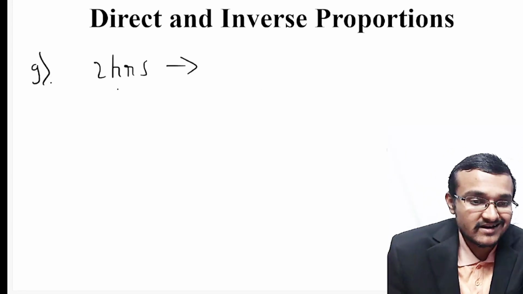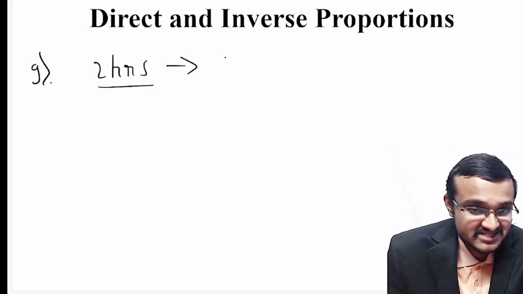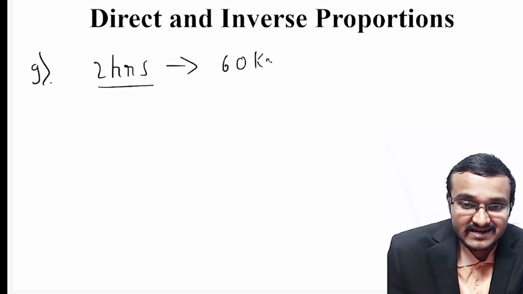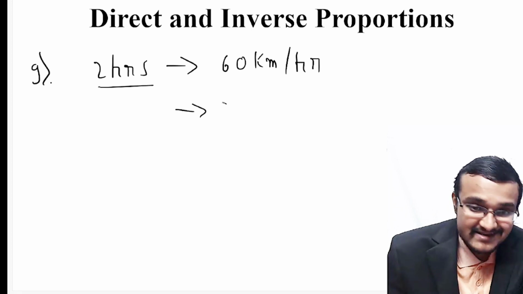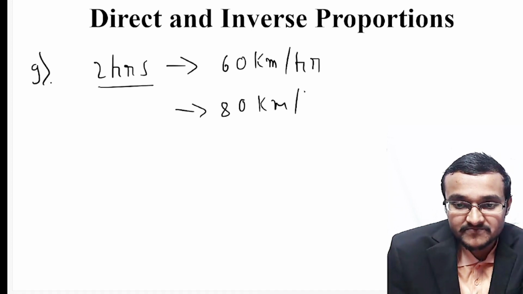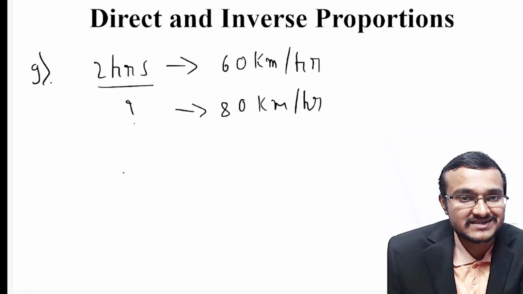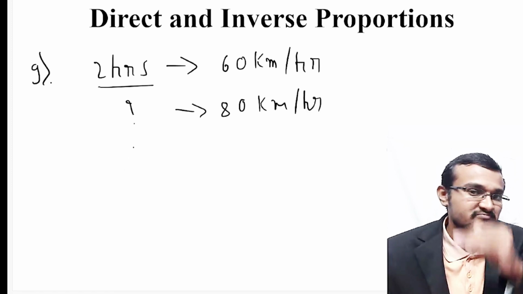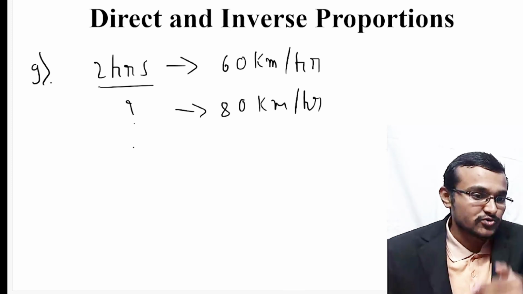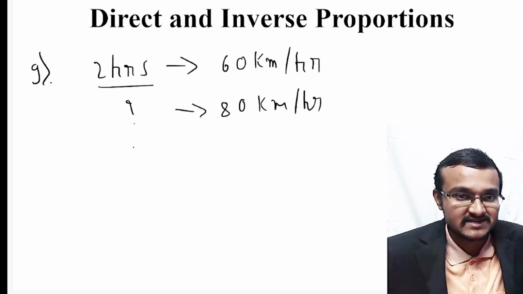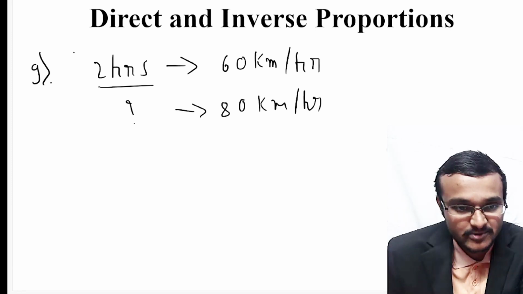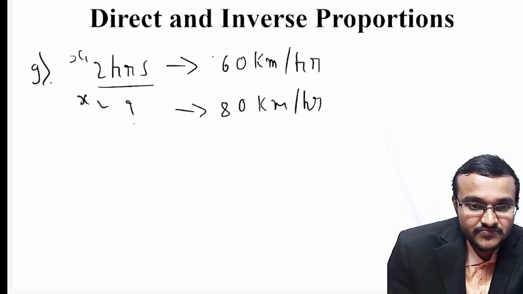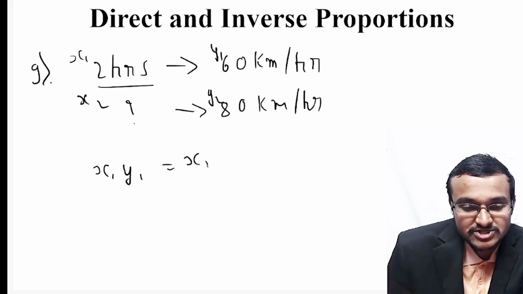Coming to the 9th question, here a car takes 2 hours to reach a destination if it is traveling at 60 km per hour. Now if this car is traveling at 80 km per hour, then in how much time can it reach the destination? So here also when the speed increases, the time taken to reach the destination will go on reducing, because speed is increasing means within lesser time you will reach the destination. So here also this is inversely proportional. So this is x1, this will be x2, this will be y1 and this will be y2. So x1 y1 will be equal to x2 y2.